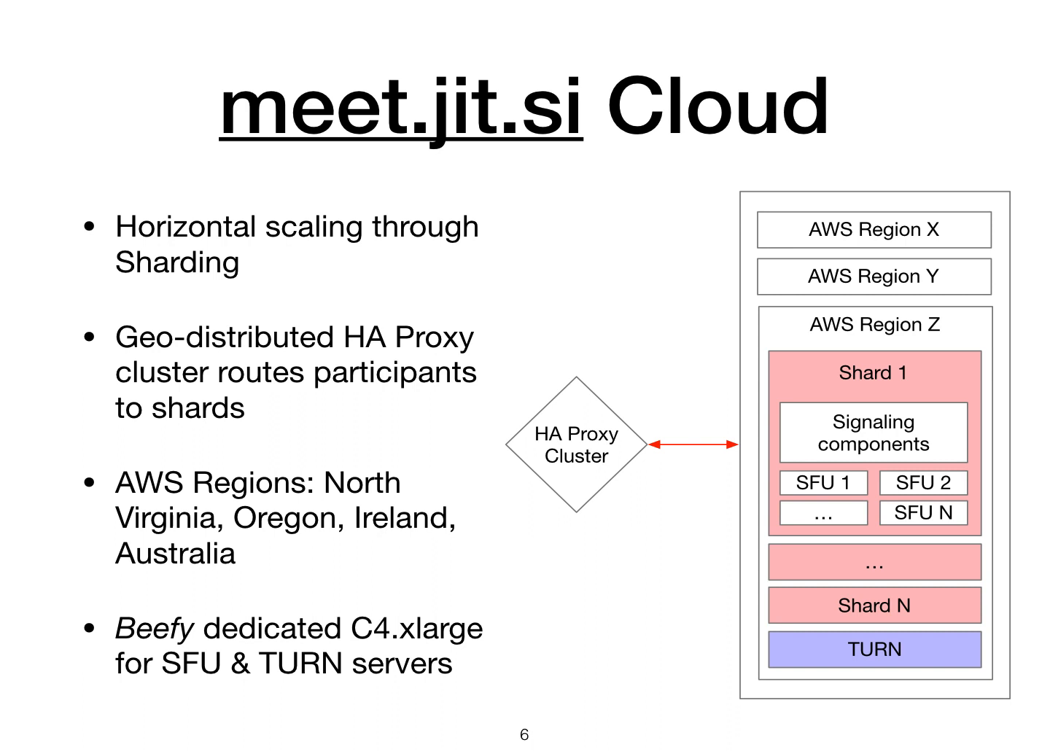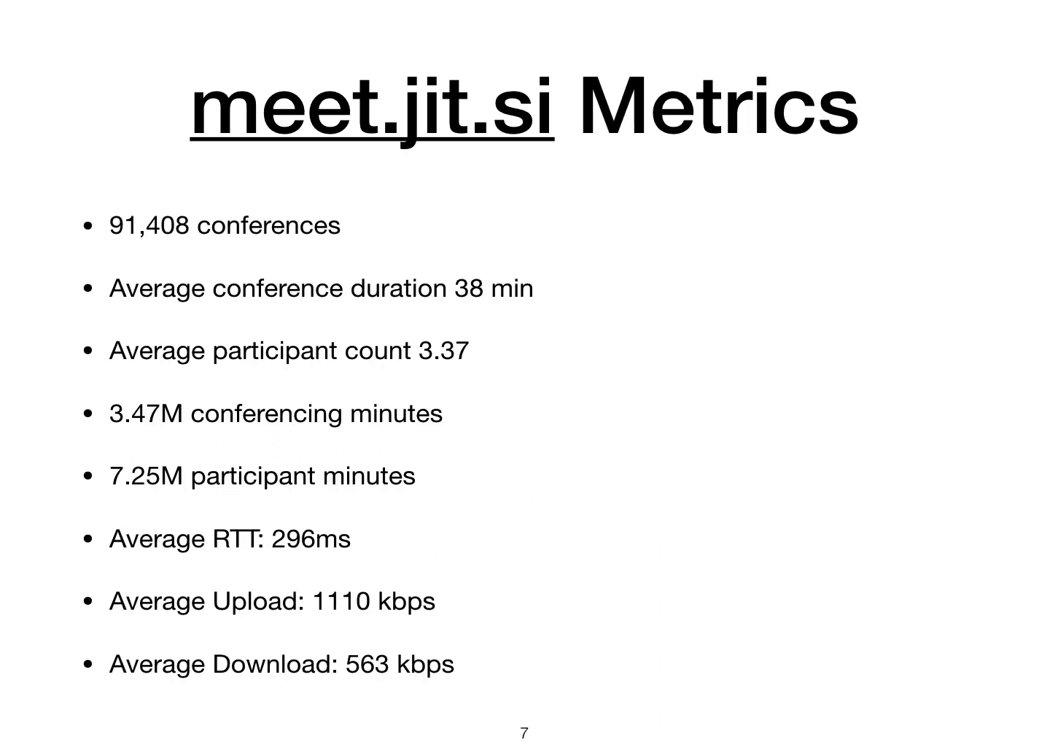I think that's it. The signaling components are a single point of failure for a shard, so each region has several shards for failover. Other than the shards, each region has an autoscaling group of turn servers in case direct connect fails. And lastly, our SFUs and turn servers run on dedicated C4 X larges, which have 4 vCPUs, 8 GB of RAM, and high network performance.